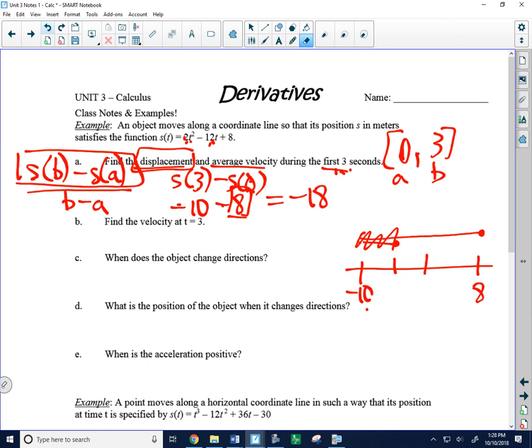Sorry about that. So that's what's going on. It's going to turn here in a second. That's displacement. So I'll change colors.